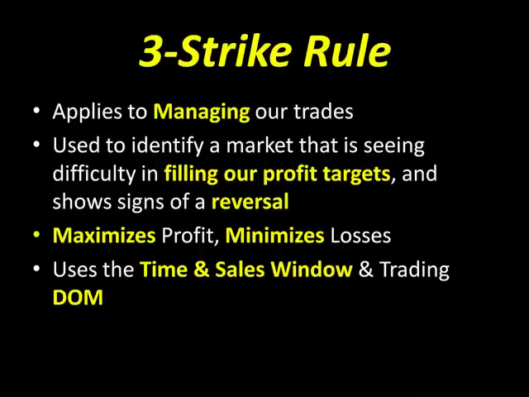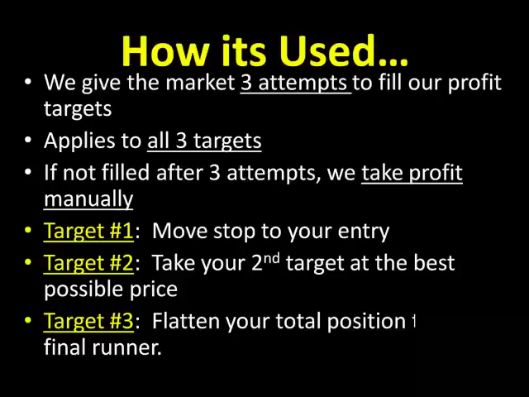The 3-strike rule is used to identify a market that is seeing difficulty in filling your profit targets and shows signs of a reversal. The 3-strike rule seeks to maximize profit and minimize losses by using your time and sales window and your trading dome to identify it. Now, here's how it's used. We give the market 3 attempts to fill our profit targets. It applies to all 3 targets. If we don't see a fill on our target after 3 attempts, we will then force that target filled manually.